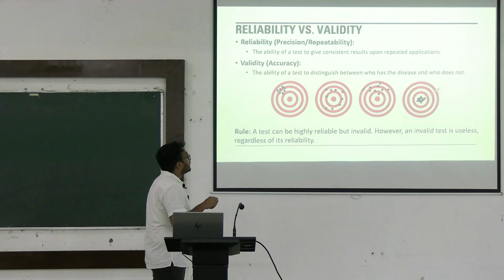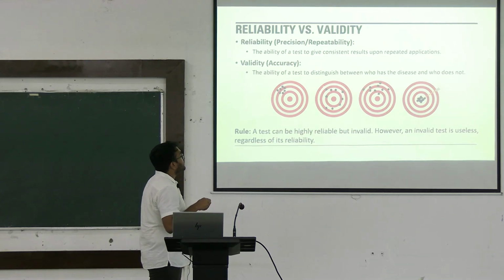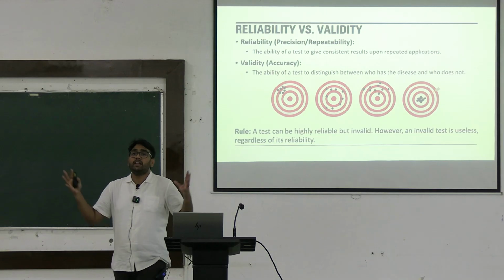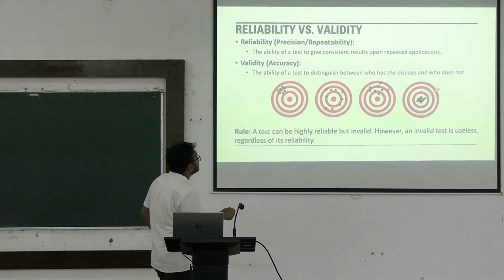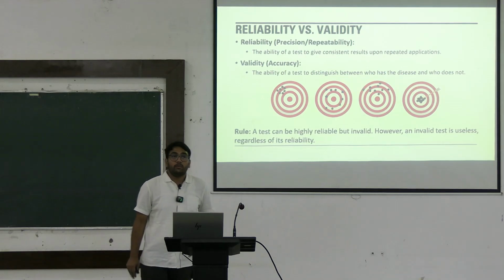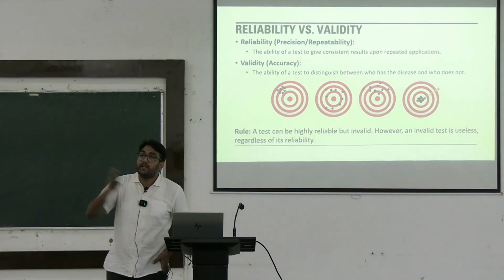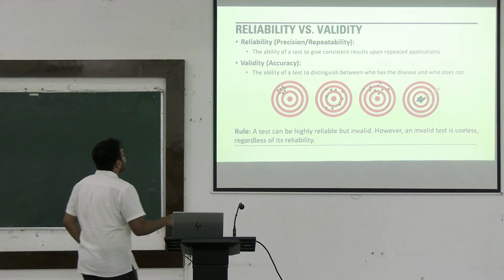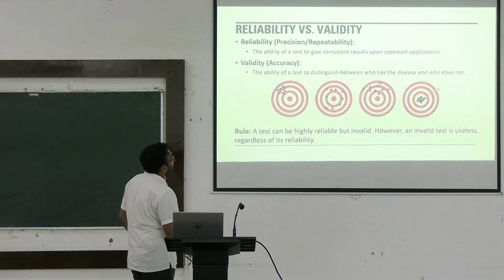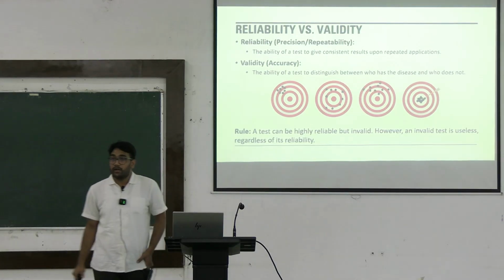See, the test has given different results. So it is not reliable, but if I take the average of all the results, then I will come to the midpoint only. So maybe it is somewhat valid on repeat measurements, but it is not reliable, because one time it is giving the result here, another time it is giving the result here, right?